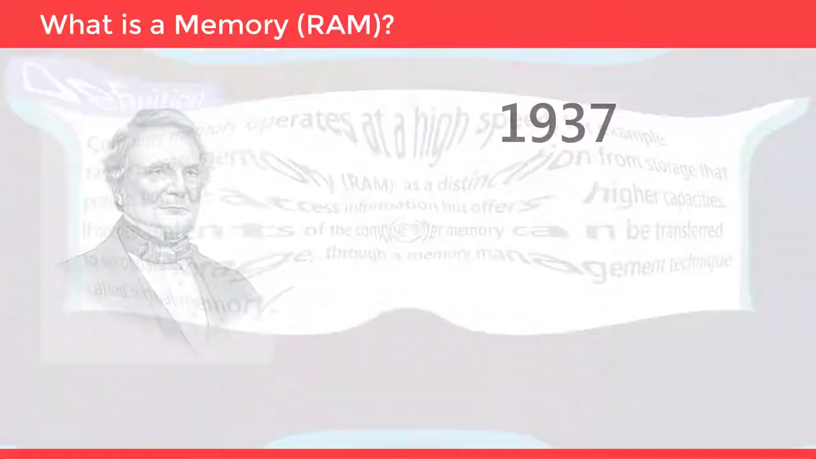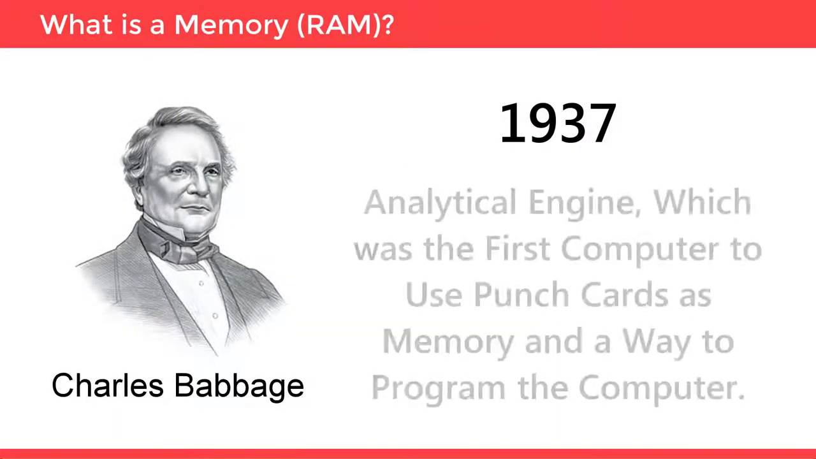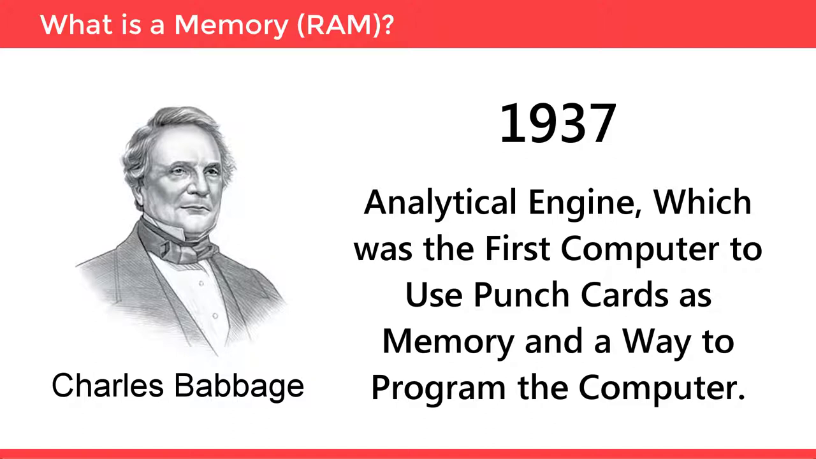In 1937, Charles Babbage first proposed the Analytical Engine, which was the first computer to use punch cards as memory and a way to program the computer.